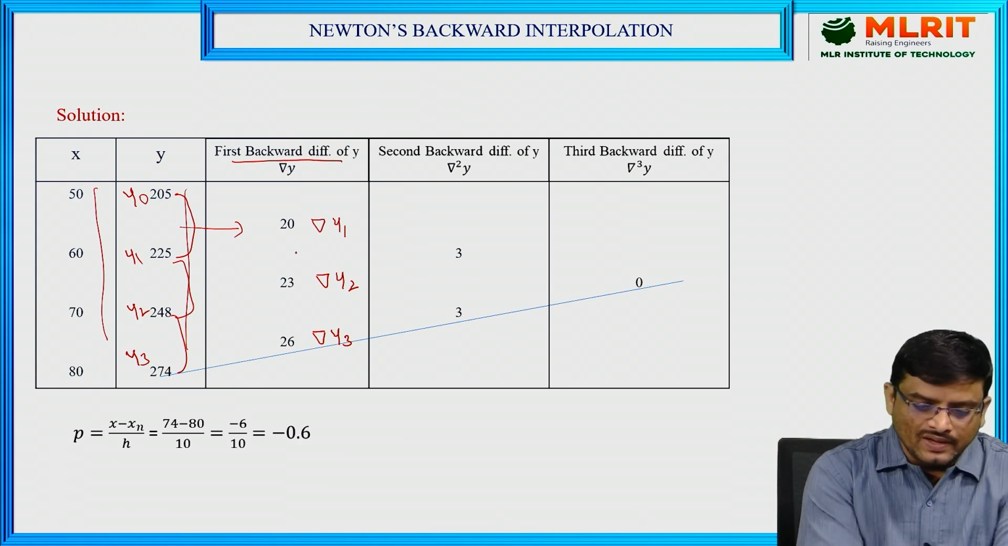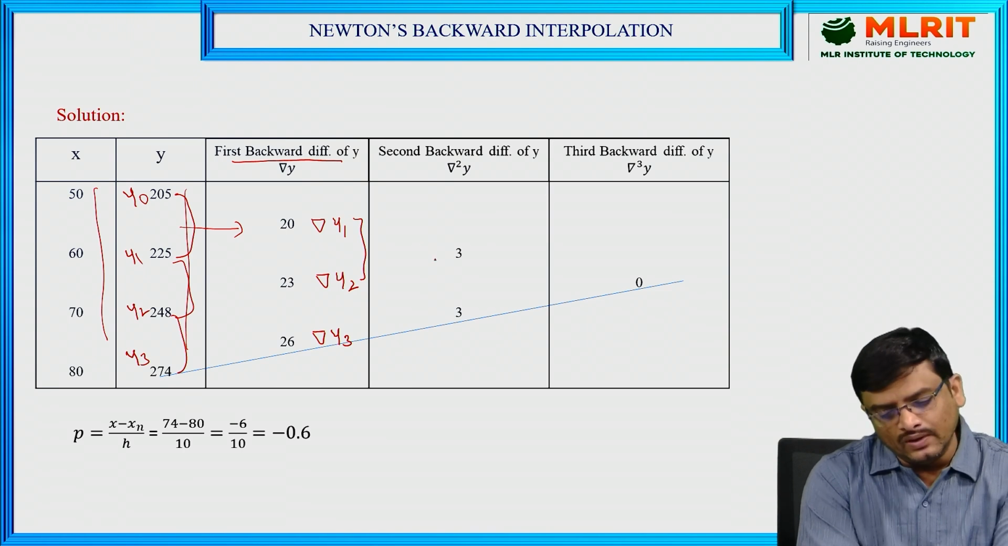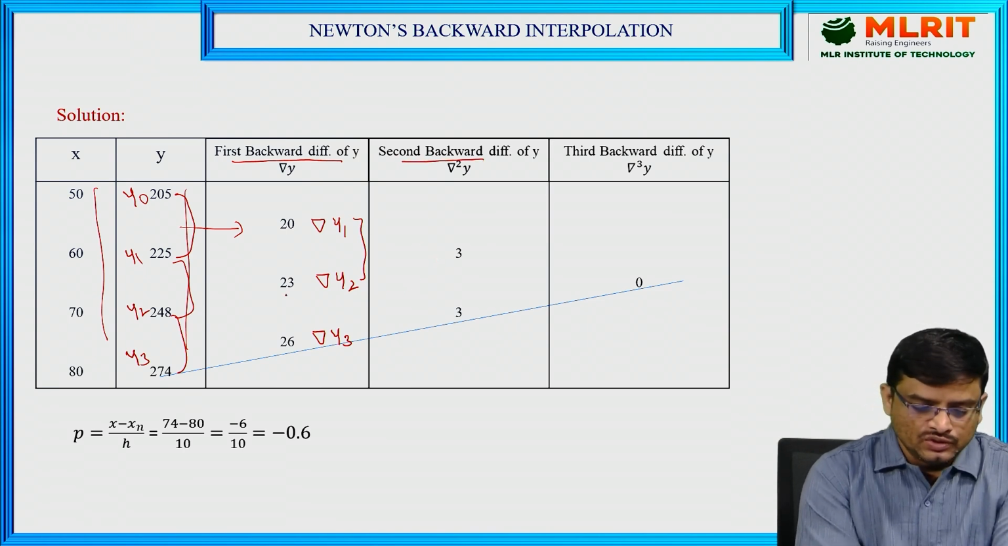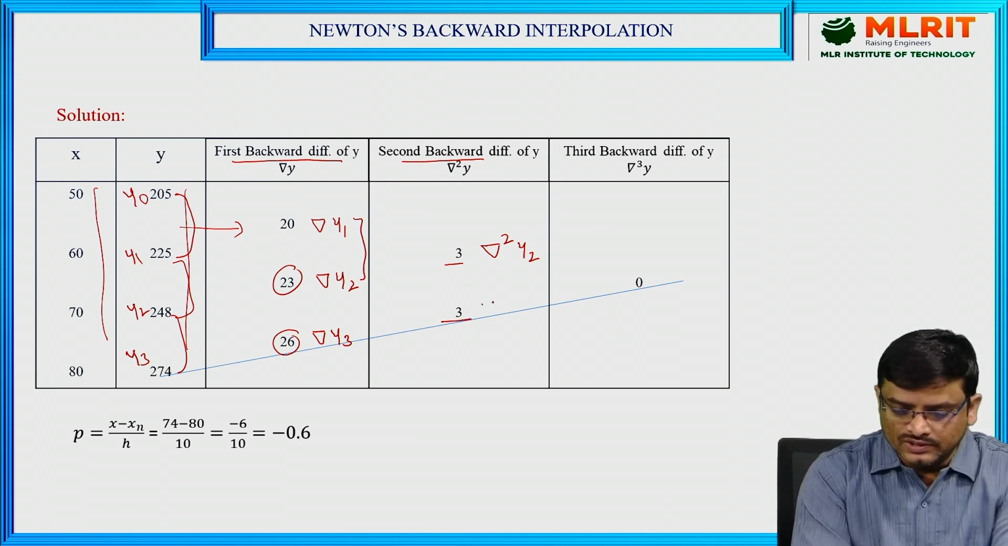Now, whatever values we got in this column, once again you find the differences and go to the next column, which contains the second backward differences. So 23 minus 20, you will get 3. This is represented with delta square y suffix 2. Next, you take this number and the next number. So 26 minus 23, you will get 3. This is represented with del square y3.